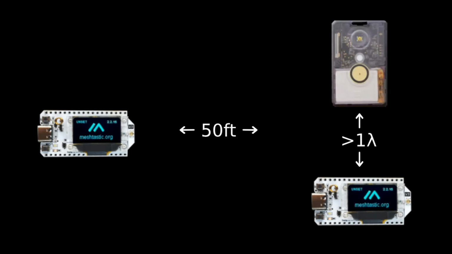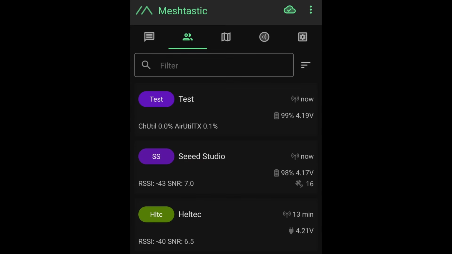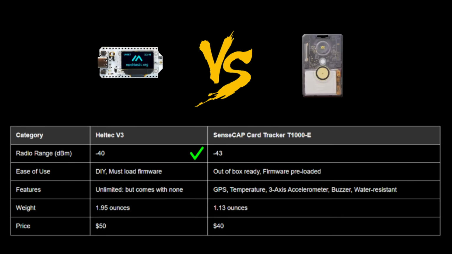To test the range, I set up one Heltec V3 on one side, and 50 foot away, another Heltec V3 along with the T1000-E. I made sure the devices were separated by more than one wavelength to prevent interference. Using the first Heltec, I measured the signal strength. While the difference was minimal, the Heltec V3 had a slight edge, making it the winner in this category.